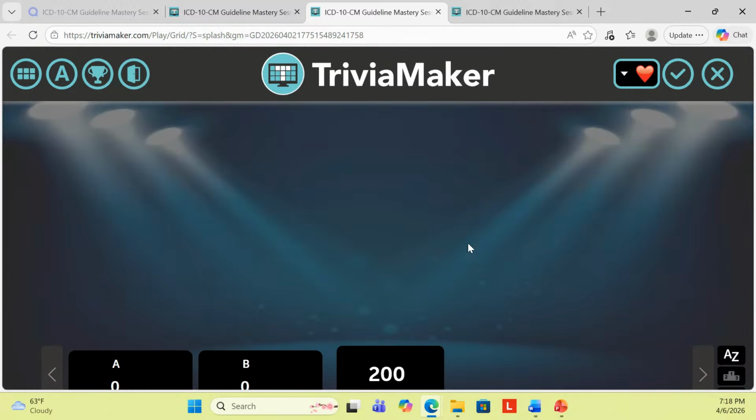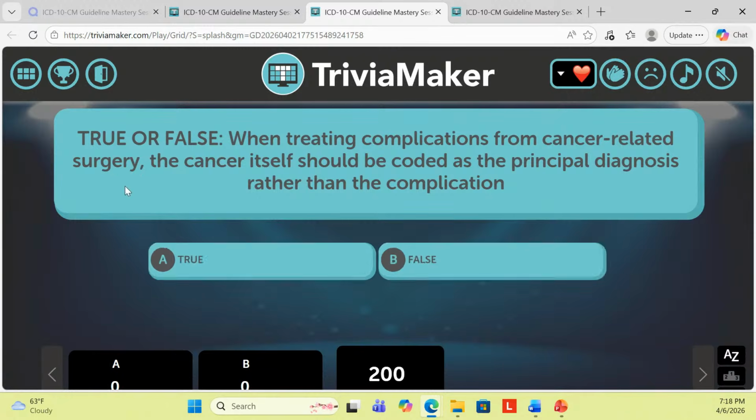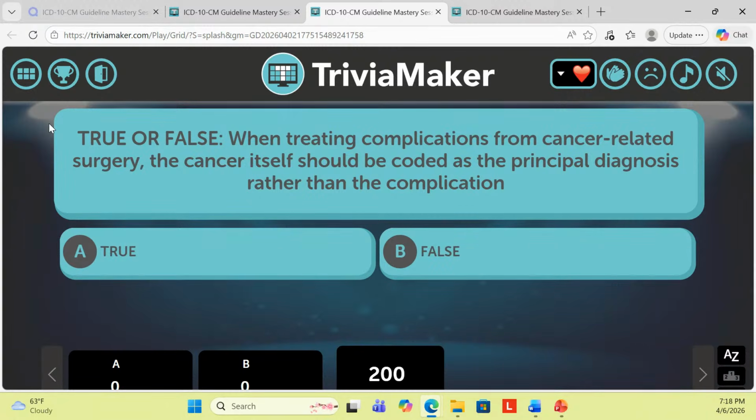All right, let's move on to a 200. When treating complications from cancer-related surgery, the cancer itself should be coded as the principal diagnosis rather than the complication. I'll give you guys a few seconds to look over this one and get your answers in the chat, and good luck.